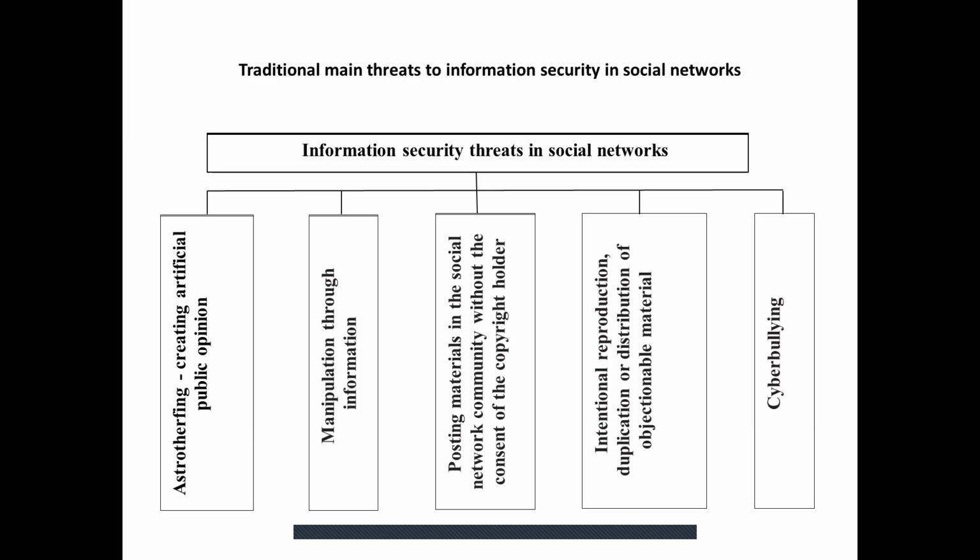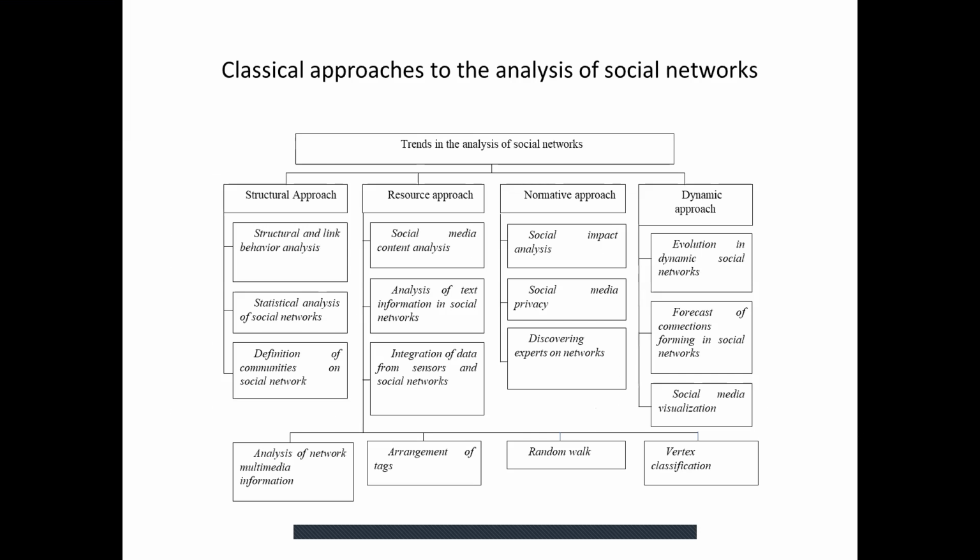To effectively reduce the degree of influence of those threats to information security in social networks, it is necessary to adequately apply methods for analysis of social networks, which make it possible to identify potential centers of influence capable of forming a collective public opinion for destructive purposes. Currently, in the analysis of social networks, there are four main areas of research. They are shown in this slide. They are structural, resource, normative, and dynamic.